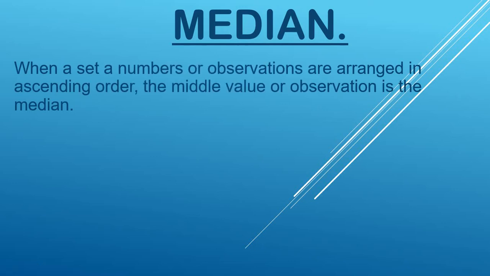Now, when a set of numbers or observations are arranged in ascending order, the middle value or observation is the median. What does this mean? This simply means that when you are given a set of numbers arranged in ascending order, meaning from the smallest to the biggest, the value at the very middle is the median of that set of numbers.